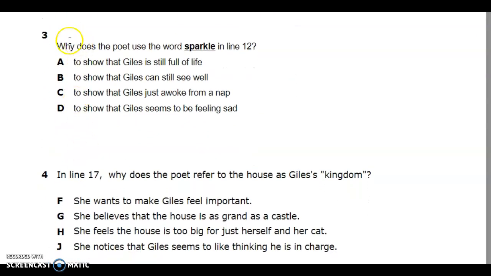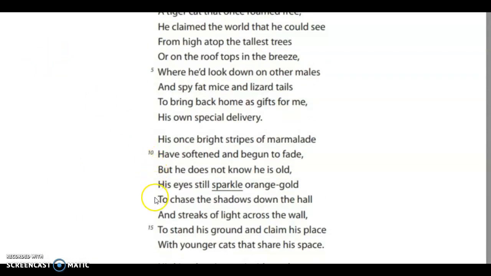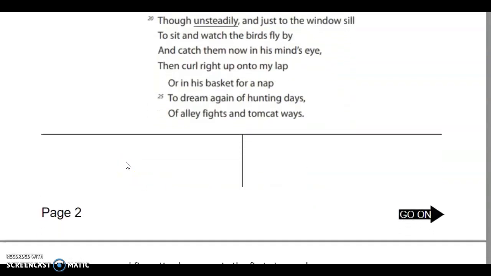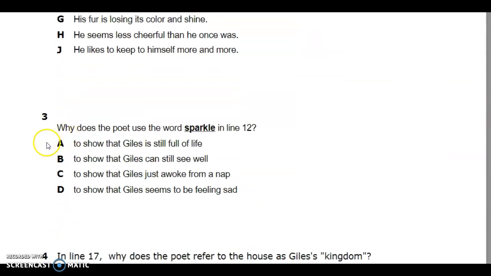Number 3, why does the poet use the word sparkle in line 12? So let's go back and look at line 12. His eyes still sparkle orange gold. What is that onomatopoeia, sparkle? Why would the author use that? A, to show that Giles is still full of life. So if something sparkled, it's standing out. So that could definitely be a possible answer choice.